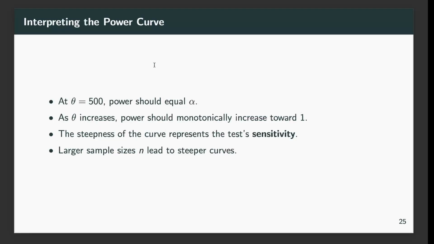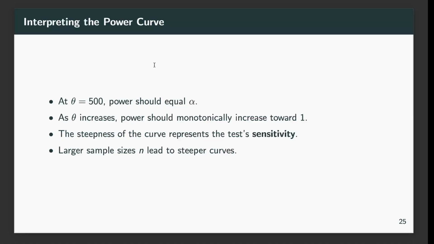Now, interpreting the power curve, I really hope that you can run that code. I don't know why it doesn't appear here. There should be a power curve here. But if you run the code properly, you can see the power curve. Now let me just explain what should be there in the power curve.